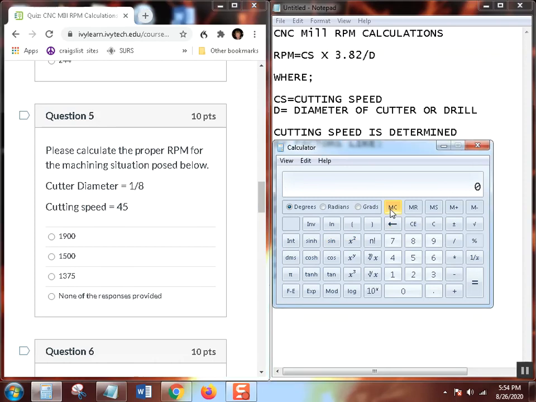I'm going to hit memory clear. No more 3.82. I'm not going to use it in this case. Just showing you another way to do this. So here our cutting speed is 45. So I'm going to say 45 times, again, our constant, 3.82. Always going to be a constant. Okay? And then I'm going to put one of these here.